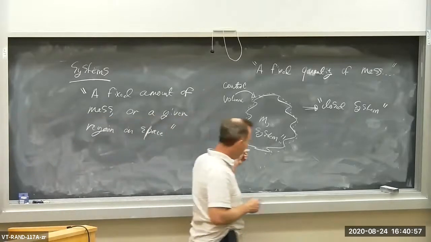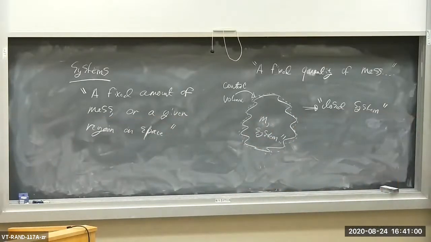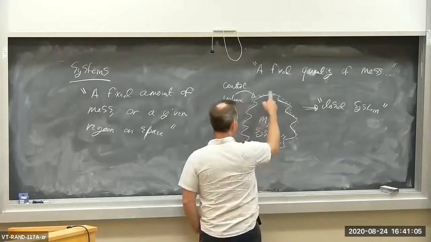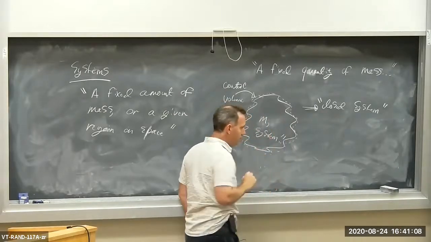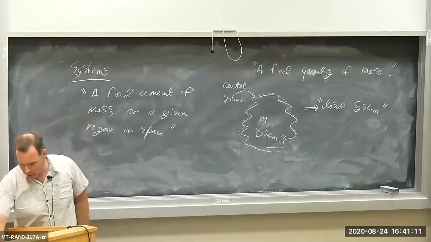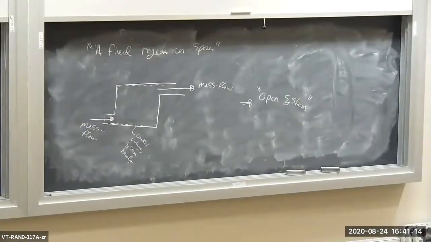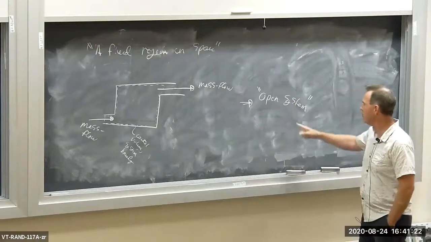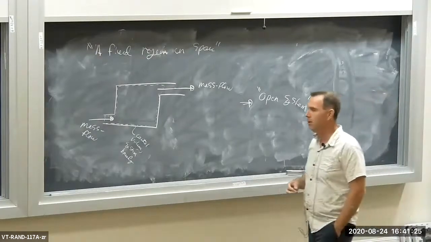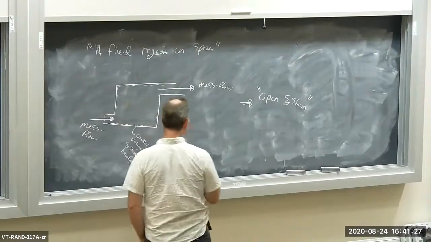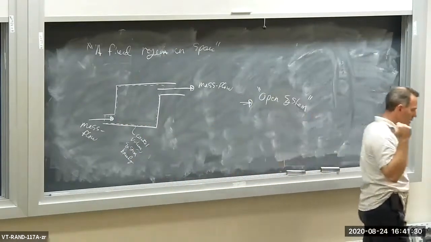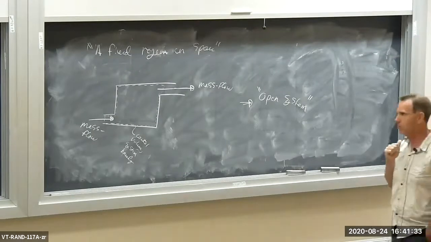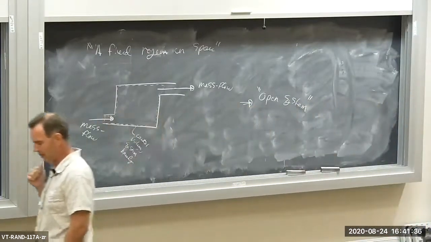Closed system: a specific fixed mass is surrounded by a control volume, and that defines our system. No mass crosses the system boundary. That's a closed system. If mass crosses the system boundary, and we have a fixed region in space that is our control volume, then that's referred to as an open system. Mass crosses the system boundary for an open system. Mass does not cross the boundary for a closed system, okay? Big difference.